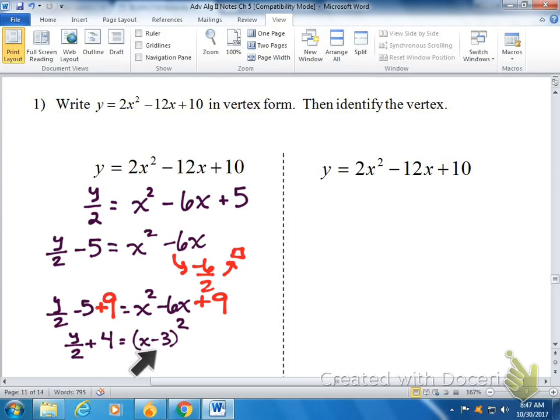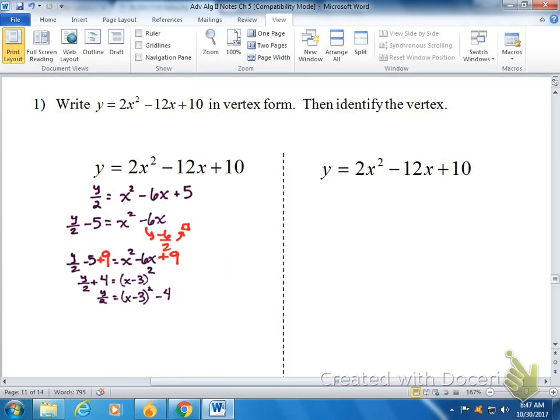So once we have the completed square, we're going to move the 4 to the other side. We're almost in vertex form. And now we have to get rid of the division by 2 that we did in the beginning. So now we're going to multiply everything by 2. When I multiply the left side by 2, it undoes this division by 2. When I multiply the right side by 2, I'm going to have a 2 as a coefficient here, and then I'm also going to multiply this term by 2.